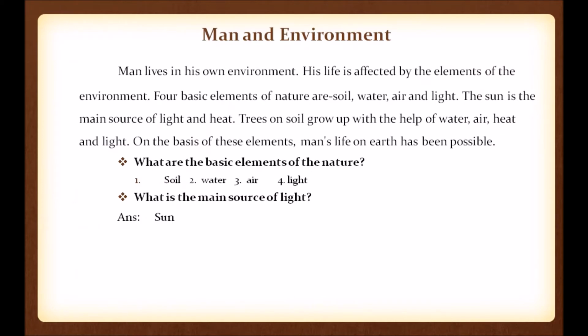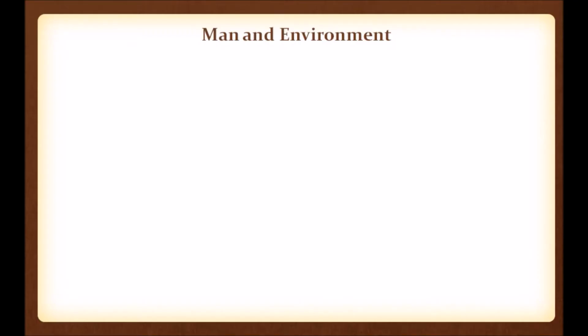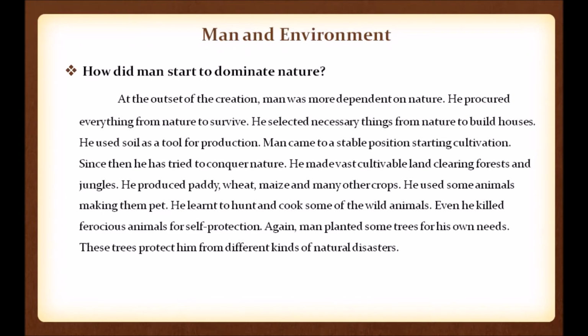The answer is the sun. As we are talking about man and environment, a question arises, how did man start to dominate nature? The answer is, at the outset of creation, man was more dependent on nature. He procured everything from nature to survive. He selected necessary things from nature to build houses. He used soil as a tool for production. Man came to a stable position, starting cultivation. Since then, he has tried to conquer nature.